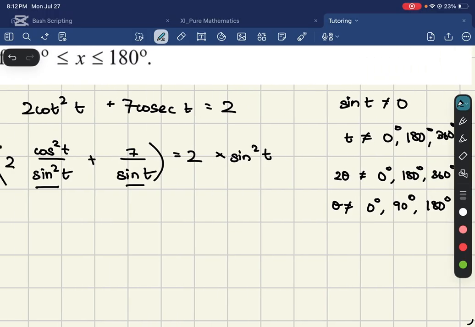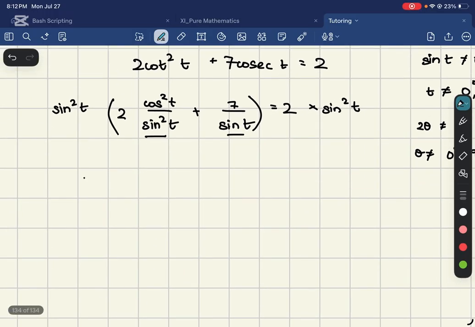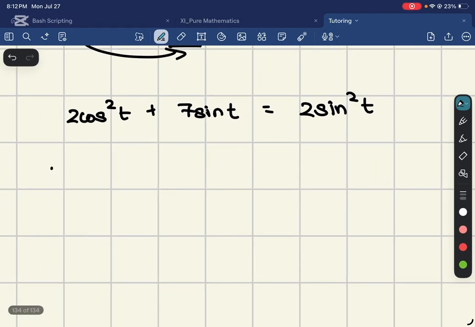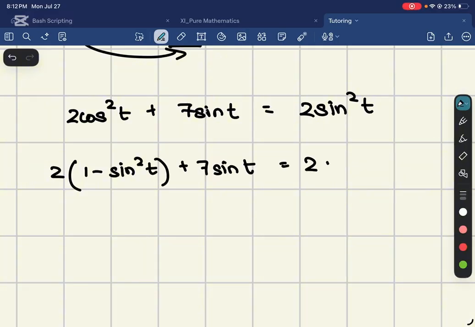All right. So now I get 2 cos squared T plus 7 sine of T, right? If you multiply through on this side, I get 2 sine squared T here. Now cos squared T, I can just write it as 1 minus sine squared T, plus 7 sine T is equal to 2 sine squared T.